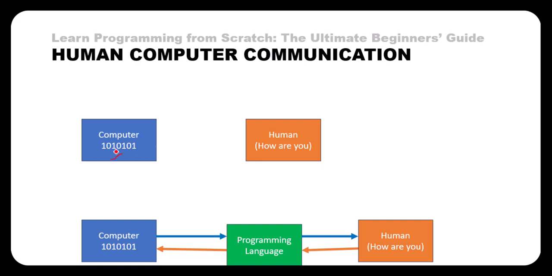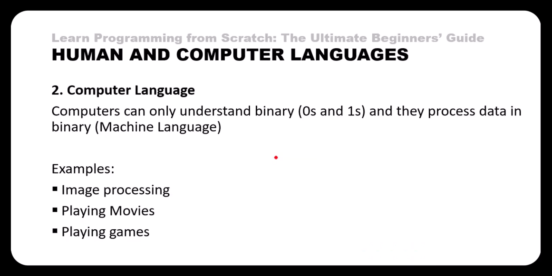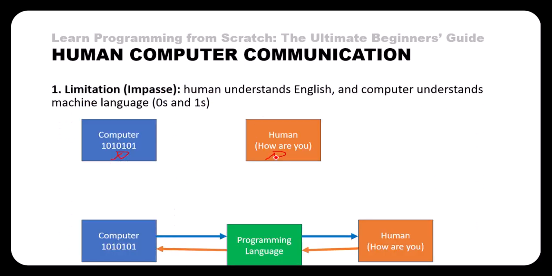Because how does someone who's speaking zeros and ones and someone who's saying, how are you, even be able to understand each other? That's where the problem is. So the first thing that we need to understand is that we have a communication problem there. We have a limitation. We have an impasse, right?